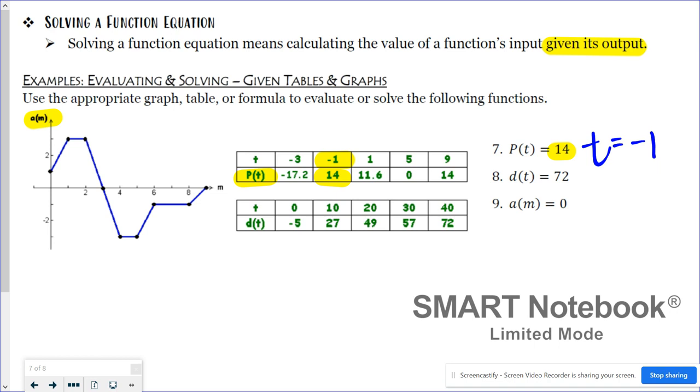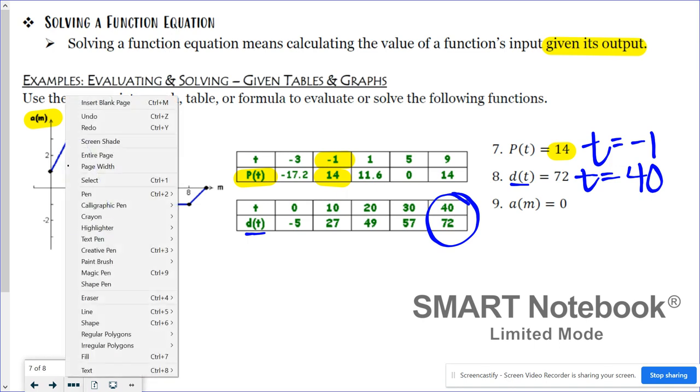Number 8, we have d of t is 72. D of t is the function represented by that second table. 72 is an output, so I find it. Here it is. The corresponding input is 40. So number 8, t is equal to 40. And then lastly, in number 9, we have a of m equals 0. A of m is the graph.